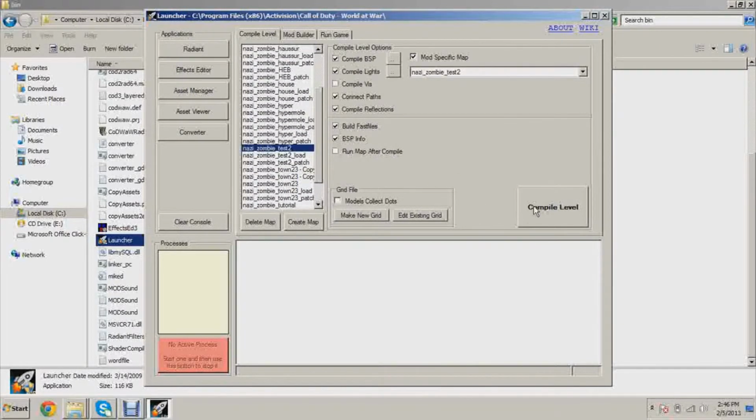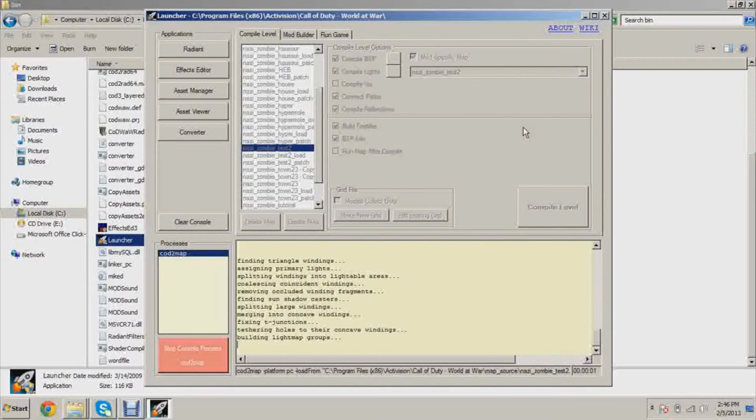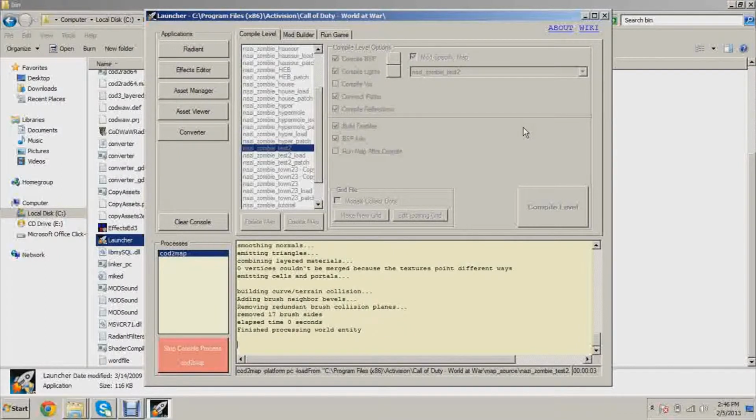Nazi Zombie Test 2, compile. Oh, I hope it gets mad at me and tries to eat me. That would be epic.